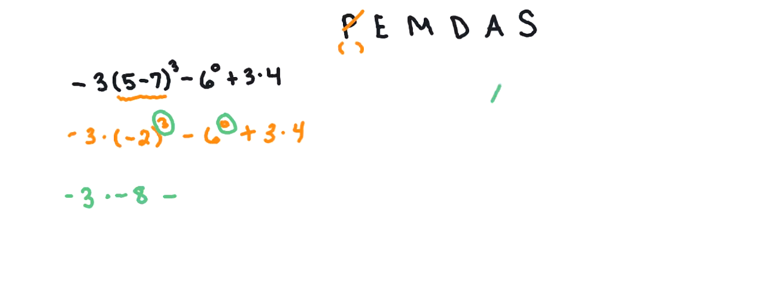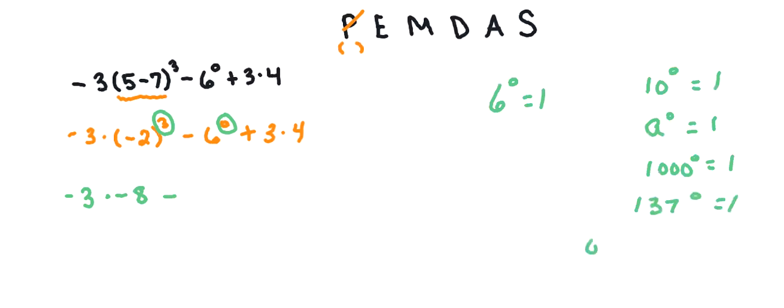So 6 to the 0 is 1. Anything to the 0 is 1. There's only one exception, and that's 0. 0 to the 0 is undefined, but anything else you've got to the 0 is 1. You do 0 to the 0, your calculator will say it's undefined, but anything else will equal 1. So try to remember that. It's a special rule. So 6 to the 0 is 1. And then we'll bring down my plus 3 times 4. So now we've done our exponents.